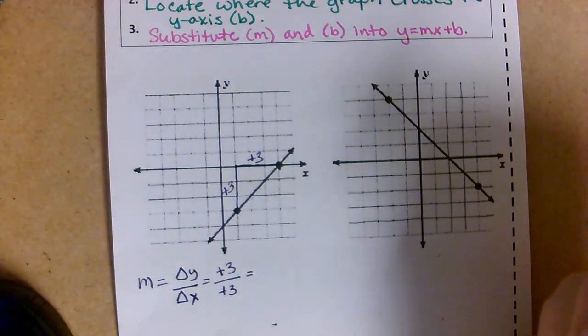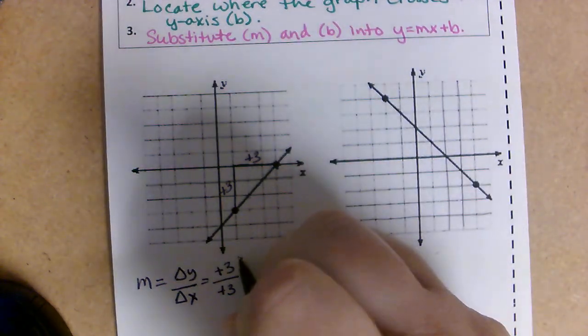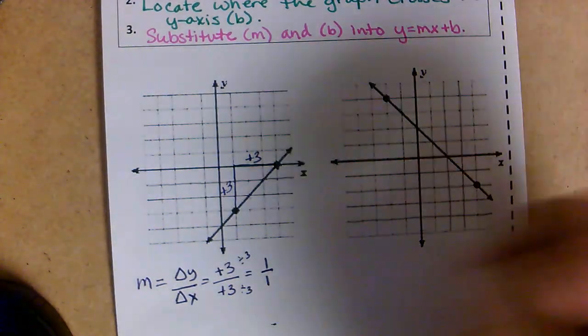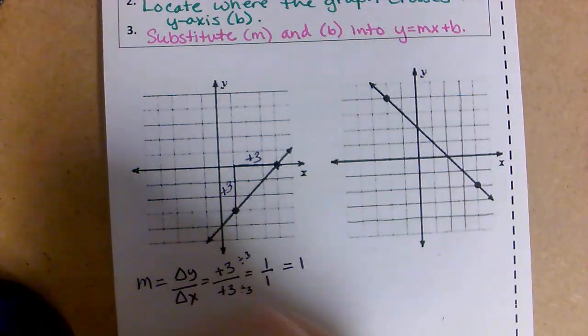I need to reduce my slope. I can divide these both by 3. When I do that, I get 1 over 1, and I can simply reduce that to just 1. So my slope is 1.